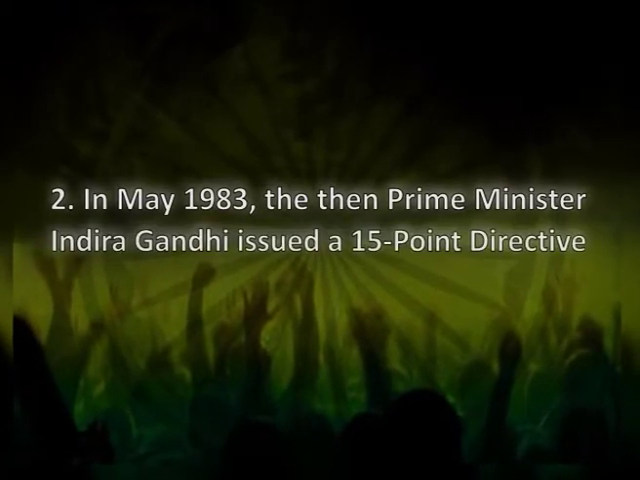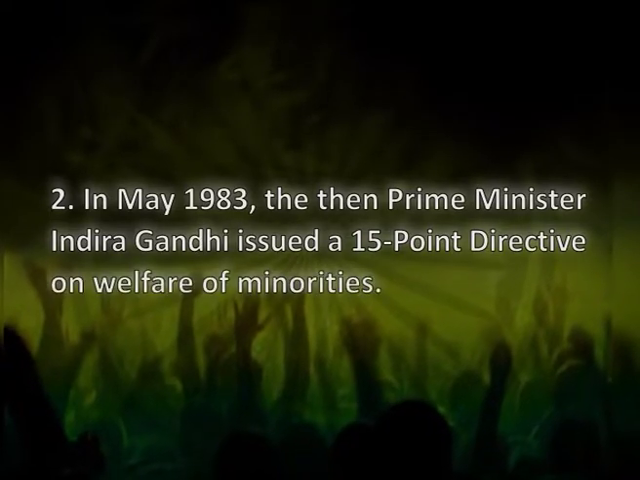Number 2, in May 1983, the then Prime Minister Indira Gandhi issued a 15-point directive on welfare of minorities. The program focused on priority areas such as the need to tackle the situation arising out of communal riots and preventing further communal riots, ensure adequate representation of minority communities in employment under central and state as well as public sector undertakings, ensuring flow of benefits to the minority communities under various development programs such as maintenance and development of religious places, Wakf properties and redressal of grievances of the minorities.